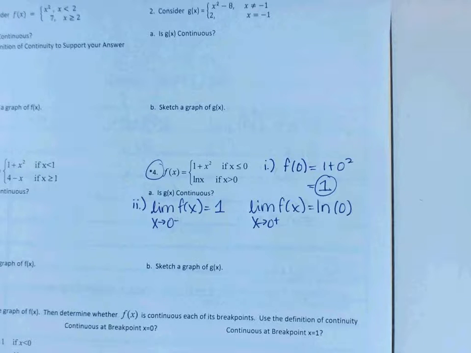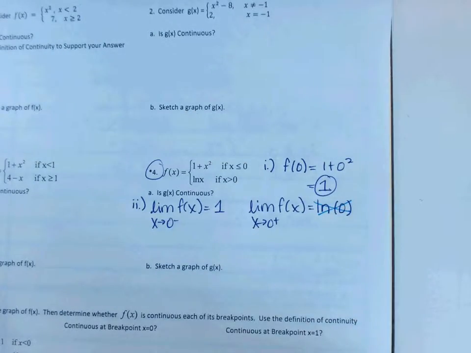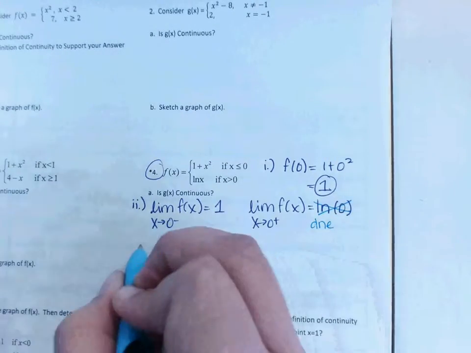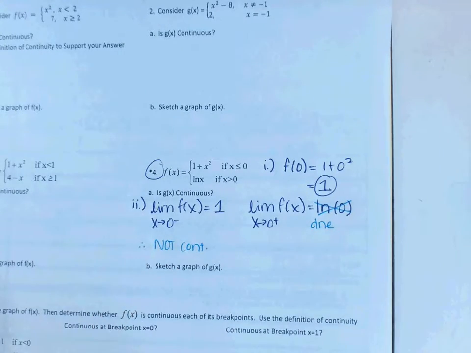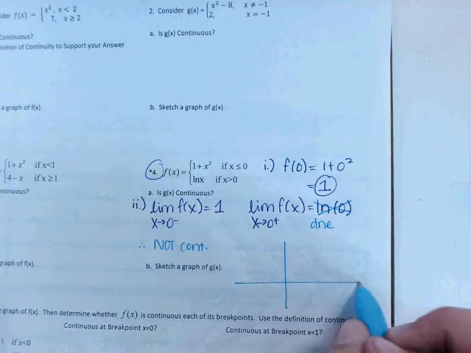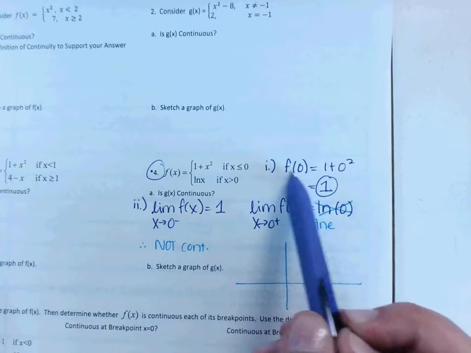DNE. Don't put undefined because that's the limit. Then from there, my step 2 says these had to match each other. They do not, so therefore, not continuous. So that is not allowed. I can't take the ln of 0. It's DNE. So it is not continuous. Now, to sketch a graph, you should be able to do that. At 0, where does my closed dot go? What height? What was f of 0?